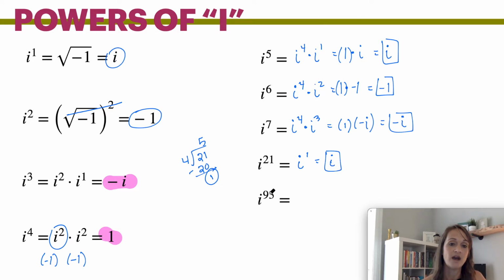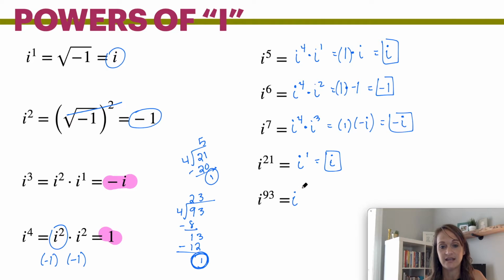So if we were to do i to the 93rd, how many times does 4 go into 93 perfectly? Well, 4 goes into 9 2 times. 9 minus 8 is 1, bring down the 3 to make 13. 4 goes into 13 3 times. 3 times 4 is 12, and we're left with 1. Whatever your remainder is, that is what is going to become your new exponent, and the 1 means it is just i.